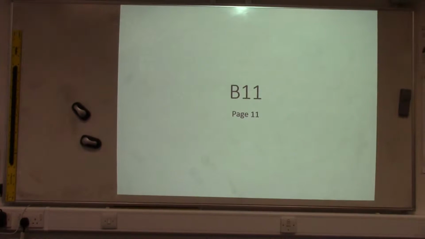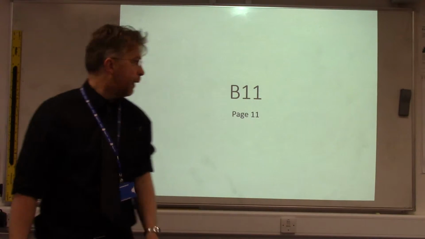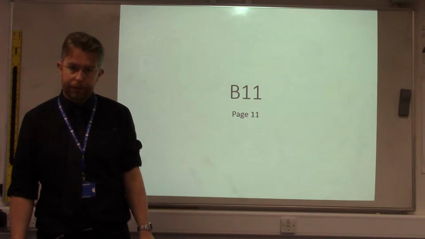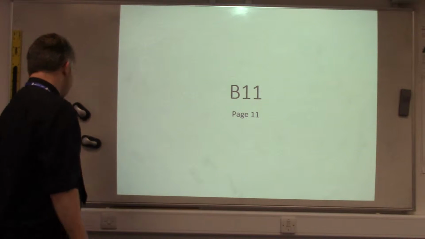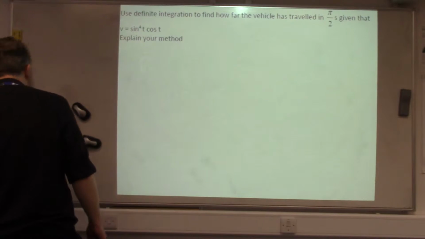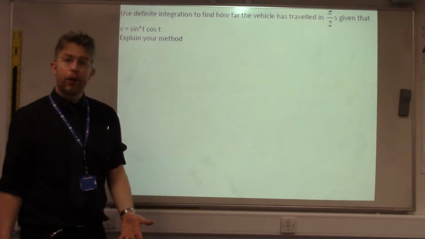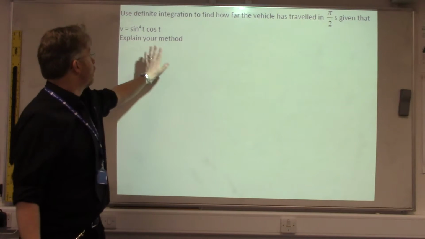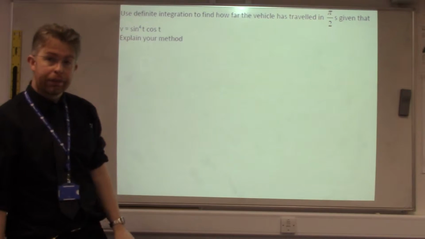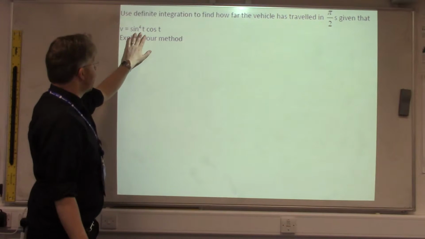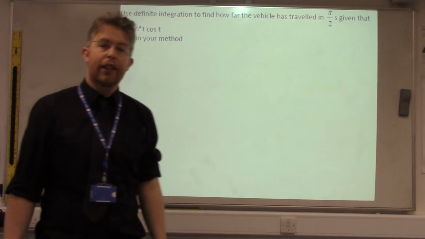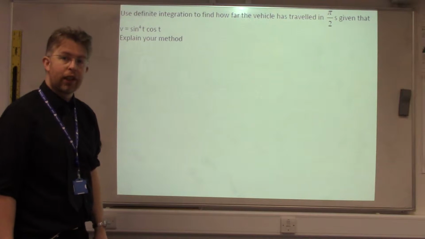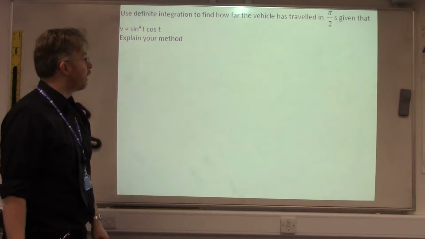This is BTEC Engineering, Unit 7, B11. We're on page 11 of the examples booklet. Now this is very similar to the examples earlier in the section. We're using definite integration to integrate a function to find a distance travelled. However, this function requires you to use a technique known as integration by substitution to be able to integrate it. So it's a very challenging example.